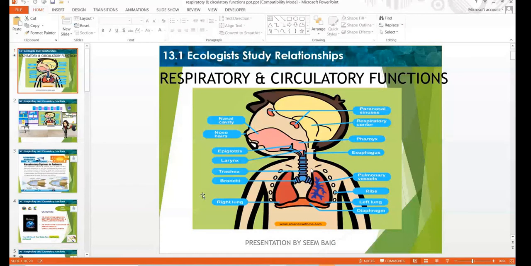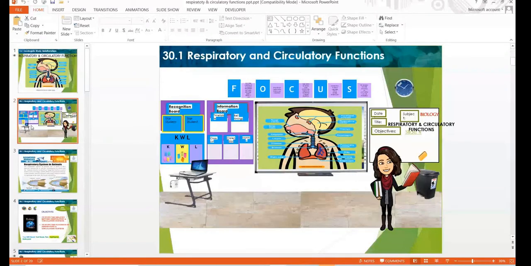Let's start our topic today. This is the next chapter which we are going to cover for this term. It is chapter 30. Okay, so we are done with chapter 19 wherein we studied about the protists and fungi. Now we are going to study about the various systems of the human body, starting with the respiratory and the circulatory systems. Okay, we are on page number 850 from your textbook. The chapter is chapter 30, respiratory and circulatory systems.